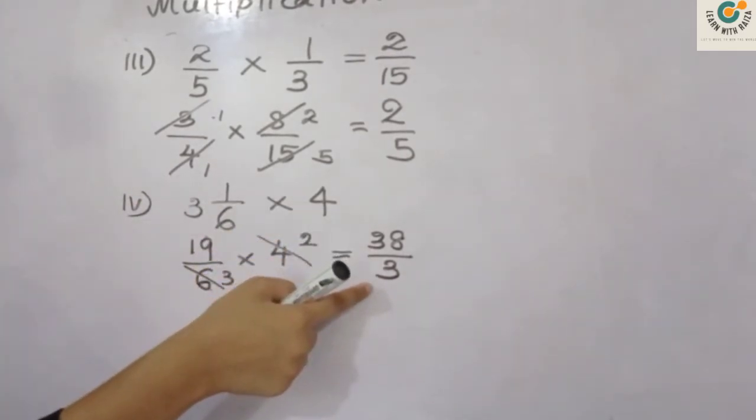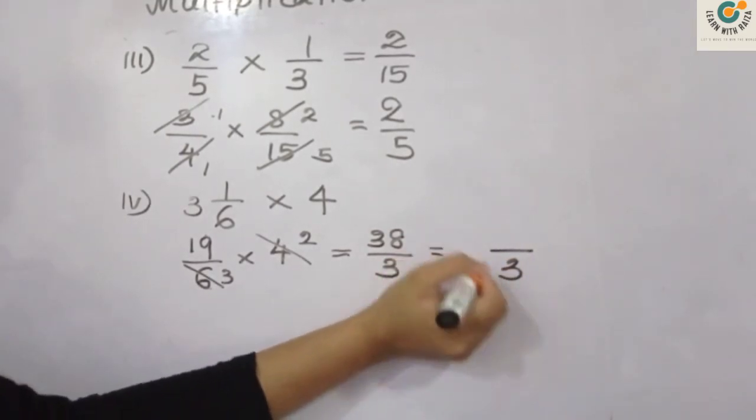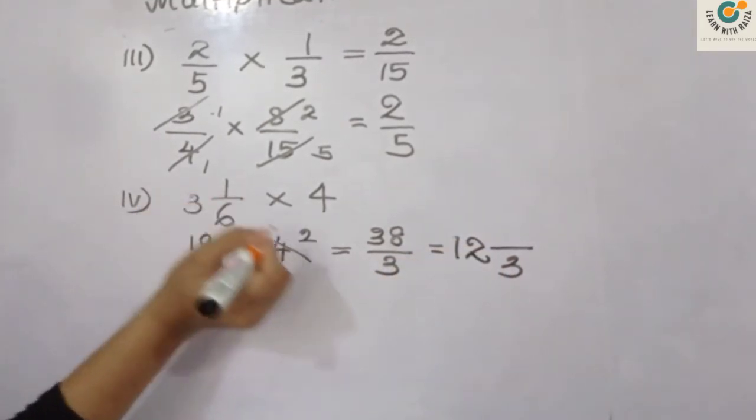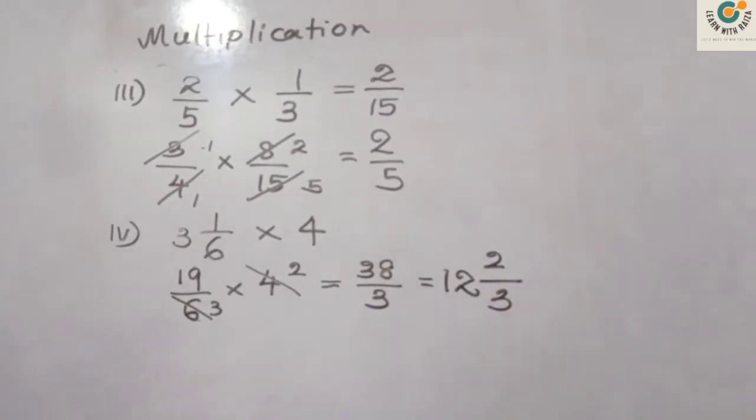Numerator is bigger than the denominator. So we have to convert into a mixed fraction. Denominator same. Closest value is 3 times 12. And then you are getting 2. 3 times 12, 36. 36 plus 2 is 38.